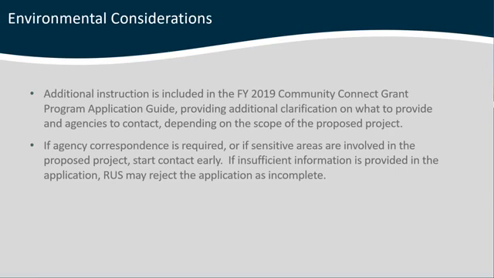In terms of environmental considerations, additional instruction is included in the application guide, providing clarification on what to provide and agencies to contact depending on the scope of the proposed project. If agency correspondence is required or if sensitive areas are involved in the proposed project, start contact early. If insufficient information is provided in the application, RUS may reject the application as incomplete.